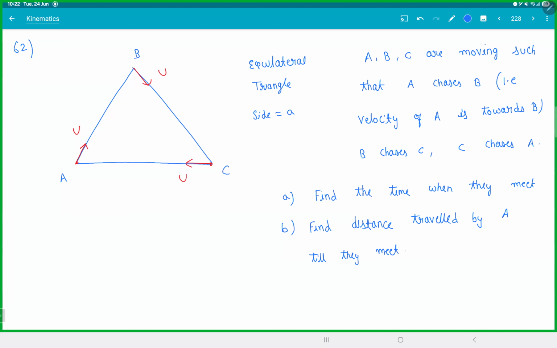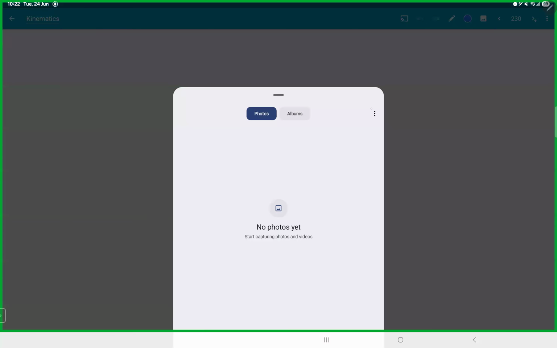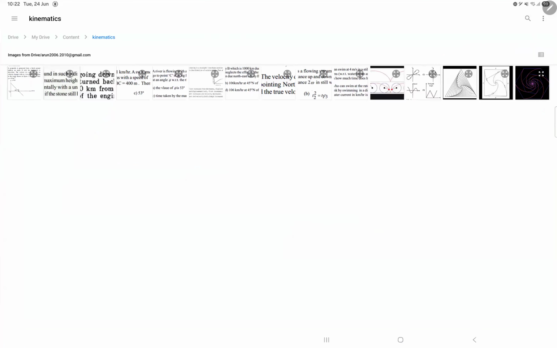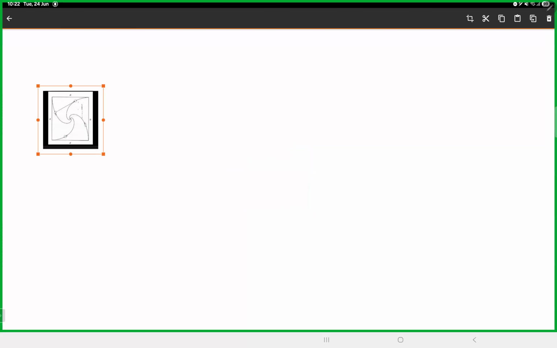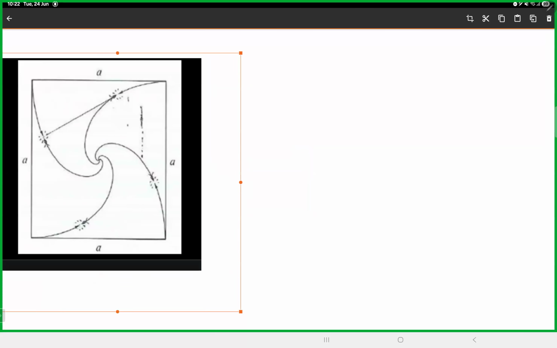How will we approach this? Later on, we will see. We can do the same question for 4 particles chasing. How will 4 particles chasing look like? If 4 particles are chasing, they will look like this. It's a square.